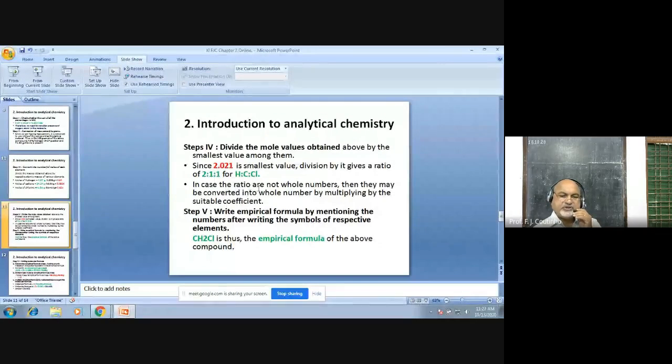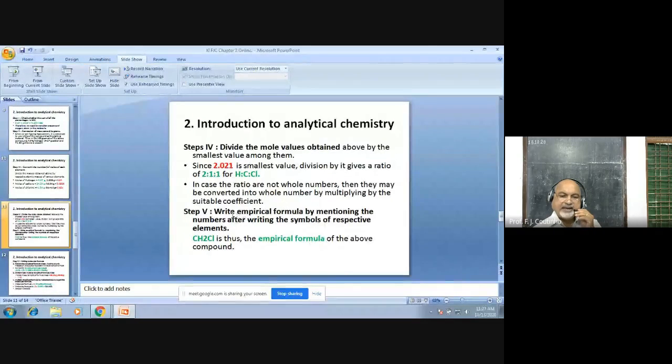In case the ratios are not whole numbers, then we may have to convert them into whole numbers by multiplying by the next suitable coefficient. That is the next higher whole number, in simple language, that is 2. Suppose it was 1.5, multiply by 2, that will become 3. So all the terms have to be multiplied by the same higher number.